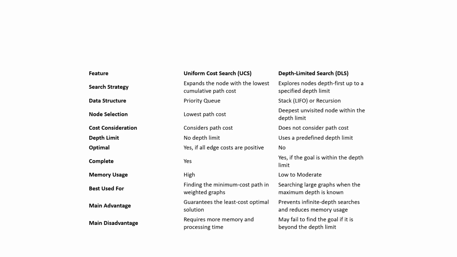Okay, and this is a comparison of the uniform cost method and the depth limited search method. The first one, uniform cost, is a searching strategy where we expand the node with the lowest cumulative path cost. So at each and every level we observe the lowest path cost here. At the same time, we have the depth limited search method.